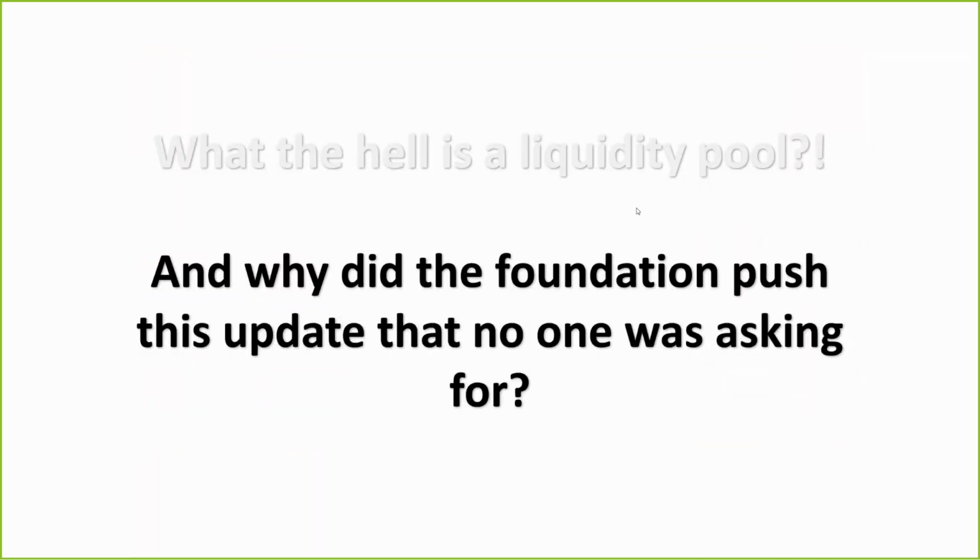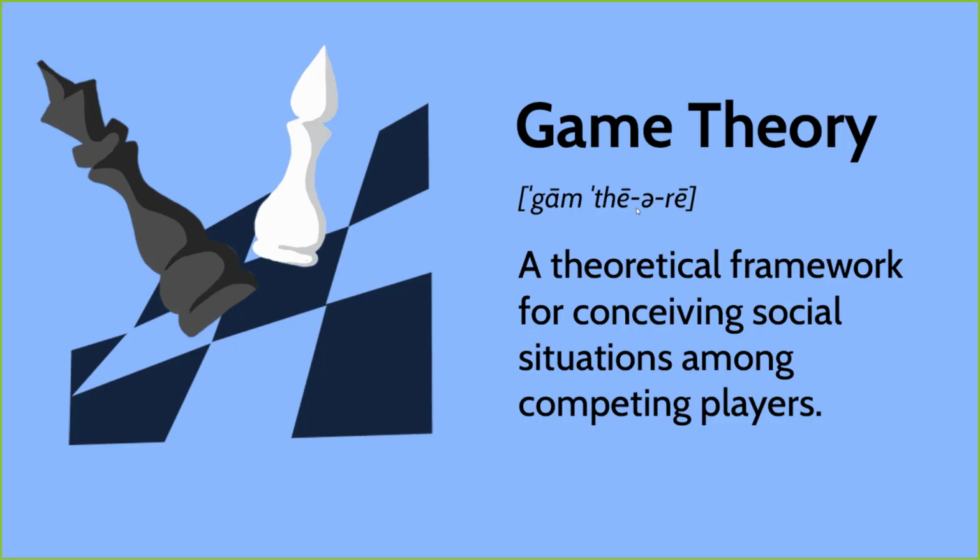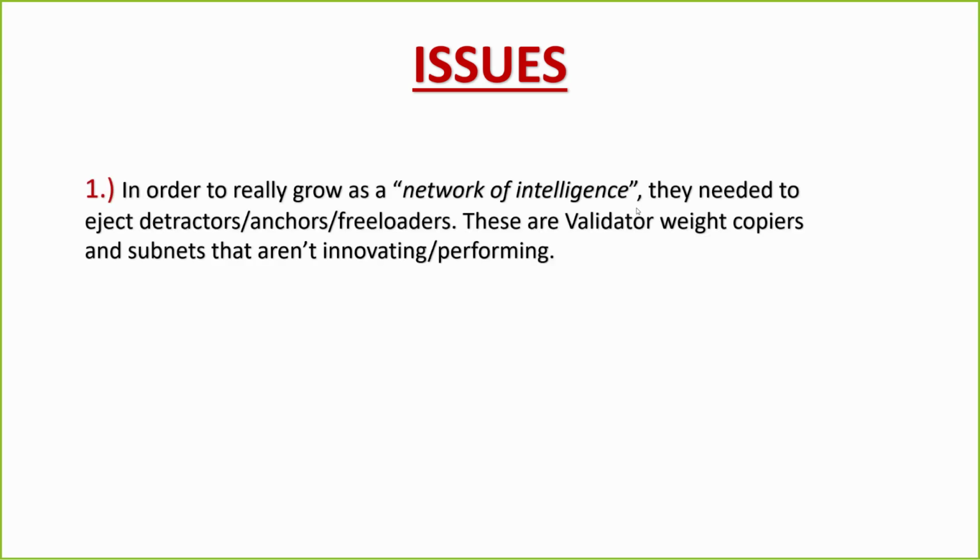So why did they push this update? Well, quick answer is game theory. The two founders of BitTensor are incredibly clever data scientists. One's ex-Google and the other's an AI scientist, and they are obsessed with game theory. That's why they've built BitTensor under the whole premise of game theory and open, fair competition and incentives. They realize that at the moment there are some issues with the whole ecosystem, especially in the subnets. So in order to really grow as a network of intelligence, they needed to eject and stop the detractors, anchors, and the freeloaders within the network. They are the validator weight copiers and also the subnets that aren't innovating or performing.